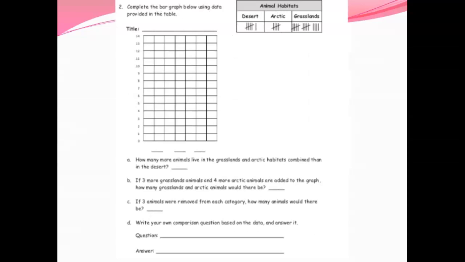Now, number 2 is pretty much exactly the same, except instead of having a data chart with numbers, we have tally marks. But I still want you to have a title. Down here is where your categories go because the scale is already here. So we're counting by 1 from 0 to 14. Here is where your habitats go: desert, Arctic, grassland. This bar graph is going to go up. This is a vertical bar graph. It is different than the horizontal ones that we've been creating today. And then just answer the questions.